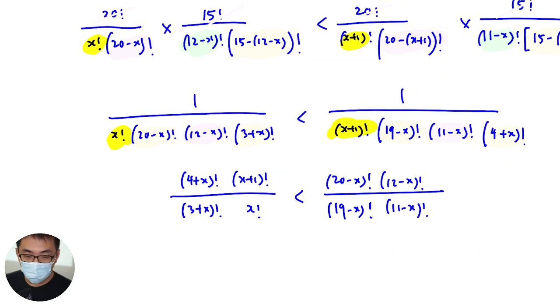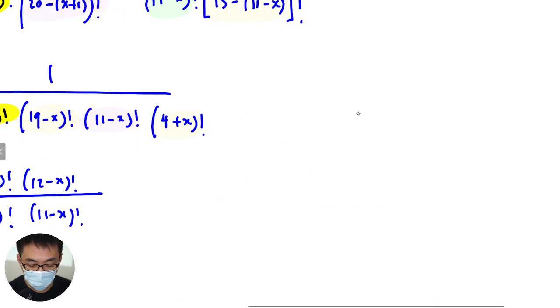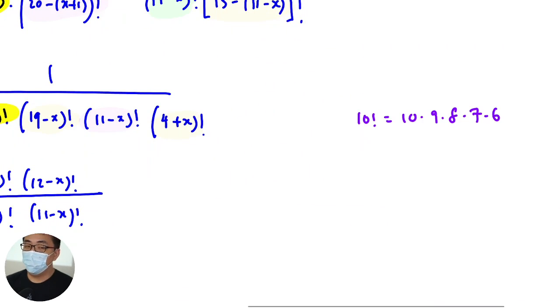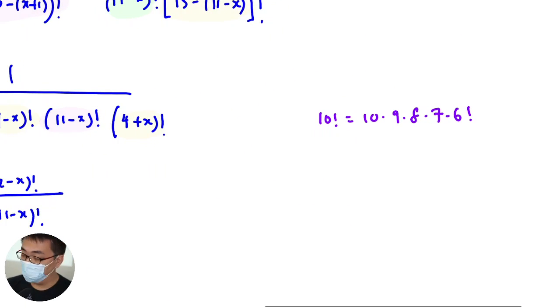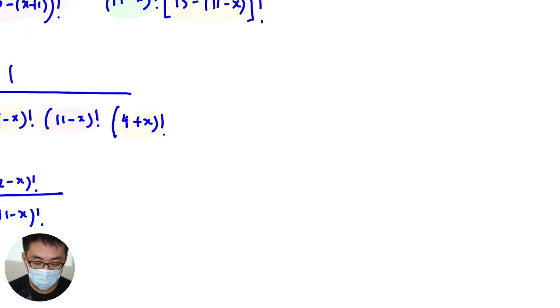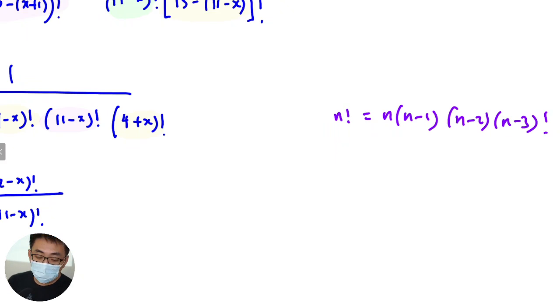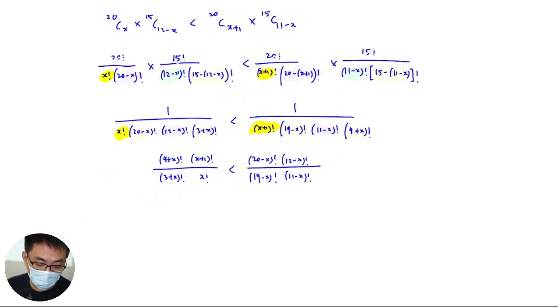Alright. Factorial is very fun to play with. Just to give a recap, 10 factorial is 10 times 9 times 8 times 7 times 6. Whenever I want to stop, I can just put a factorial sign behind. Remember that. So it can also be 10 times 9 factorial. Similarly, if you have n factorial, this is n times n minus 1, n minus 2, n minus 3. Let's say you want to stop here, you just put factorial. So that's the reason why you put the larger term on top.